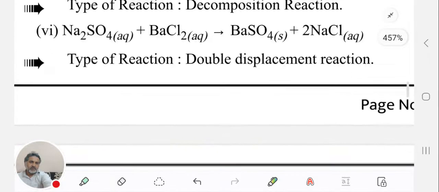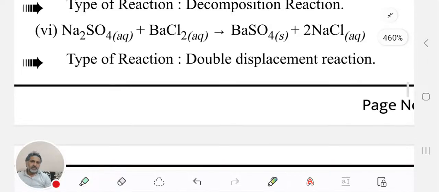Number 6. Na2SO4 plus BaCl2 gives BaSO4 plus 2NaCl. Type of reaction: double displacement reaction.